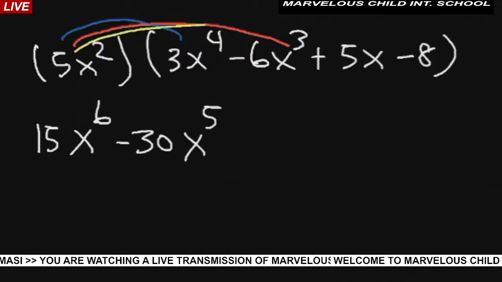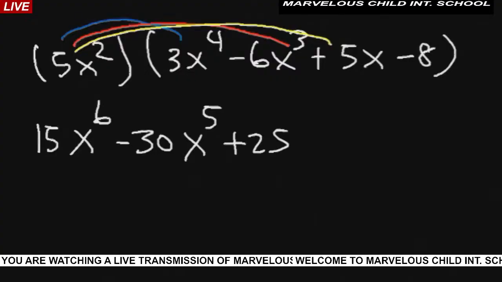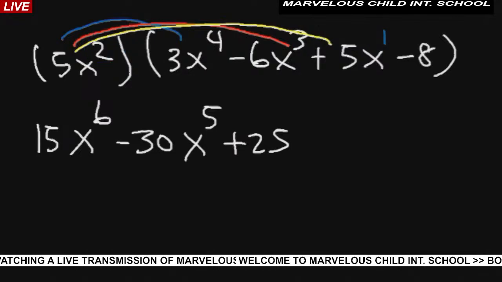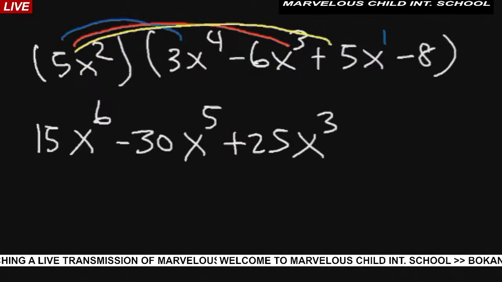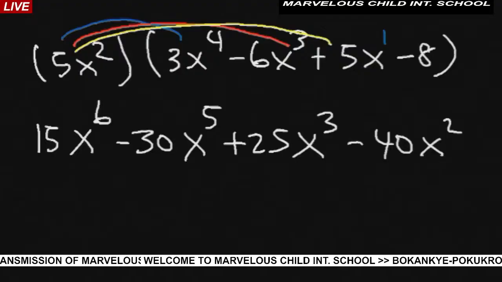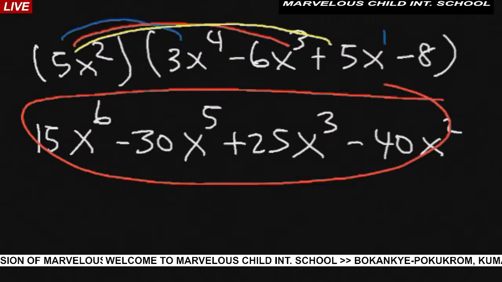And then 5x squared times 5x. 5 times 5 is 25. X squared times x, we have 2 plus 1, which is 3. And so it's simply going to be x cubed. And then 5x squared times negative 8. That's 5 times negative 8 is negative 40, so it's negative 40x squared. So this is the answer to this problem.